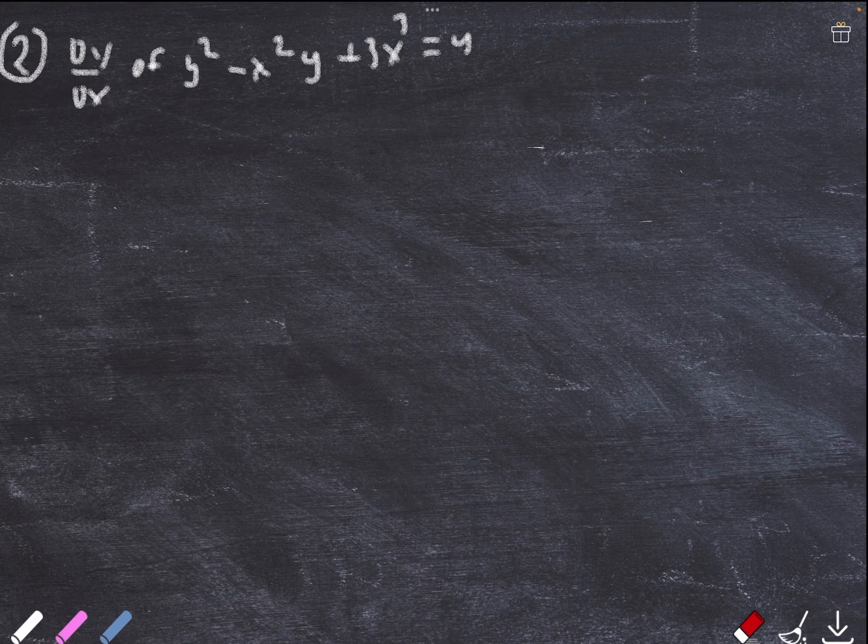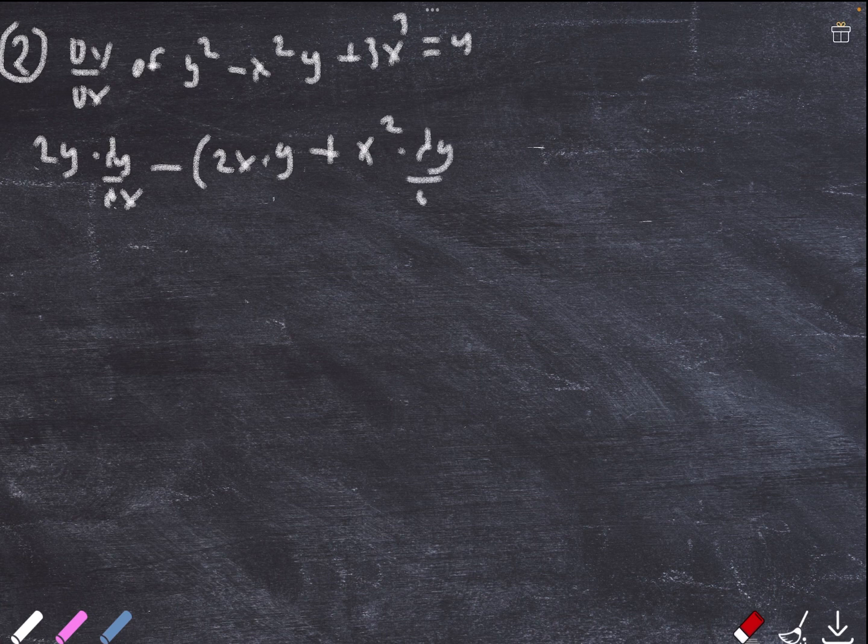So this is going to be our second equation, which is easier than the first one because we're not finding the derivative at a point. So here we go, let's get started. So 2y times dy/dx minus, parentheses, 2x times dy/dx. Oops, I'm sorry. Times 2x times y plus x squared times dy/dx plus 9x squared is equal to 0.